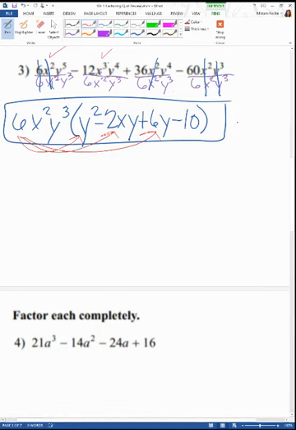6 times 6 is 36. X squared is accounted for. Y cubed times y to the first is 3 plus 1, which is y to the fourth. 6 times negative 10, negative 60. X squared, y cubed. Awesome sauce.